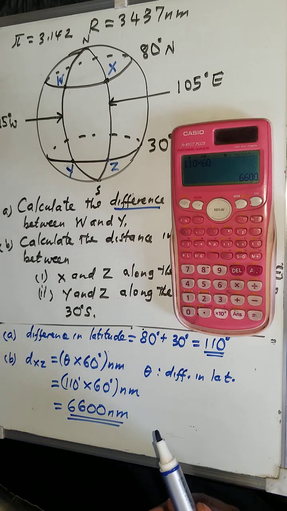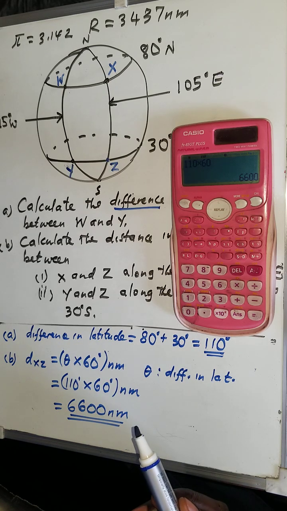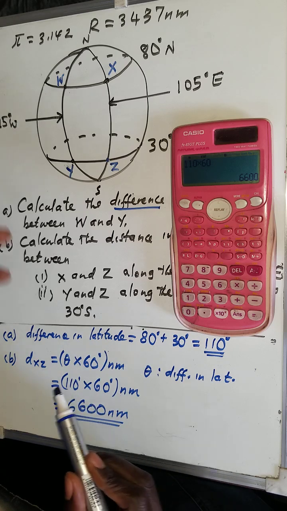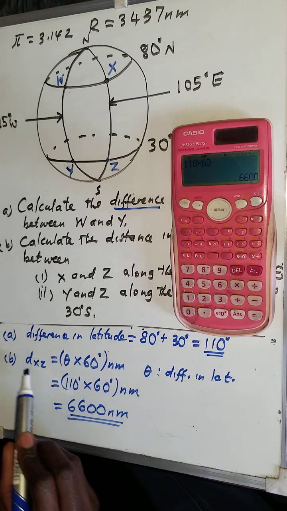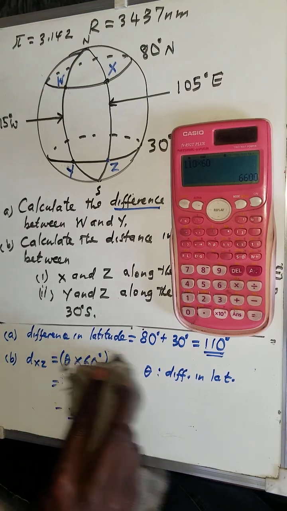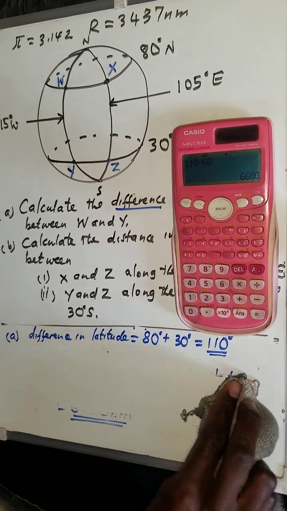And in your paper one, mathematics, when you're dealing with earth geometry and they tell you your distance is in nautical miles, please, you can apply this formula here and use it. All right, let's move on and look at the other concept that they have actually given us.